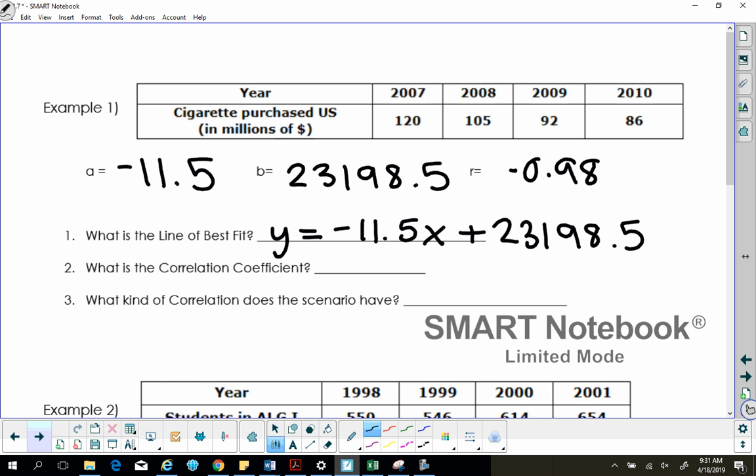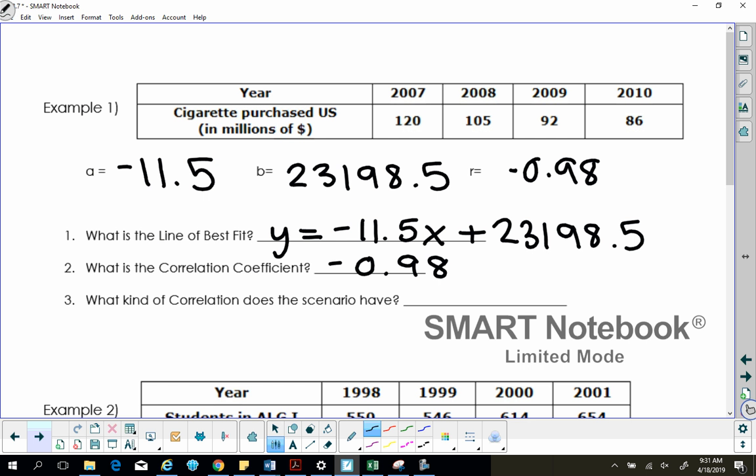Is correlation coefficient R squared? No, just R. You'll learn about R squared later. Negative 0.98. So R, where it says R right below A and B, is your correlation coefficient. That's what we learned last class.